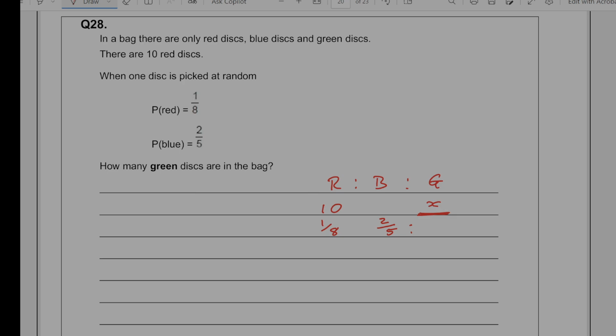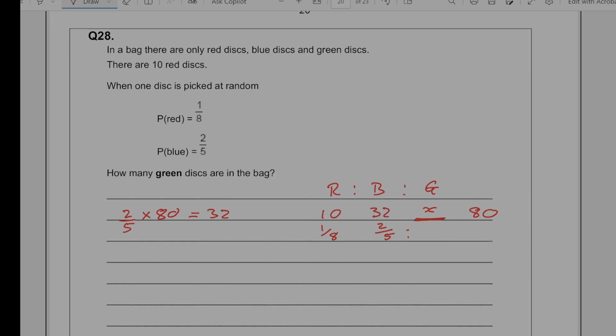Okay, so the way that I'm going to do this is I'm going to add the fractions. Well, I'm going to say that if 1/8 of the disks are red, then there must be a total of 80 disks in the bag. This is probably the easier way to do it. I was going to do it a bit more complicated than that. So I'm also going to say what are 2/5 of 80? Well, 80 divided by 5 is 16, so that must be 32.